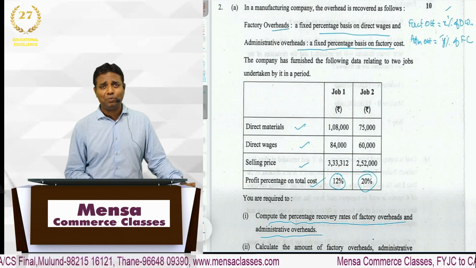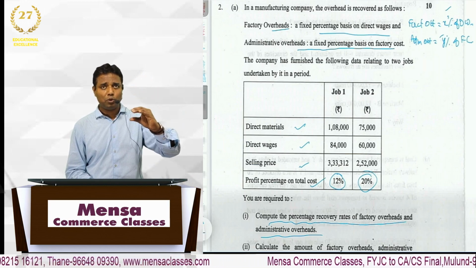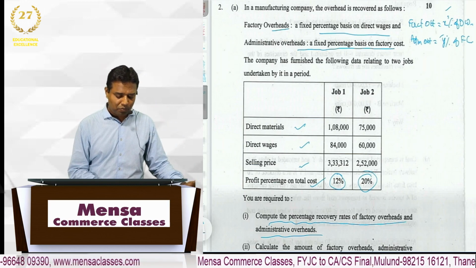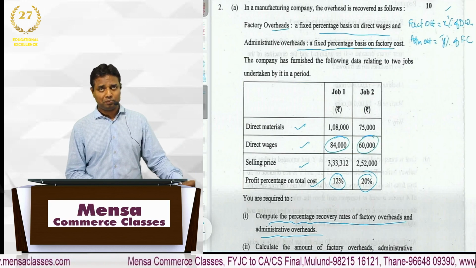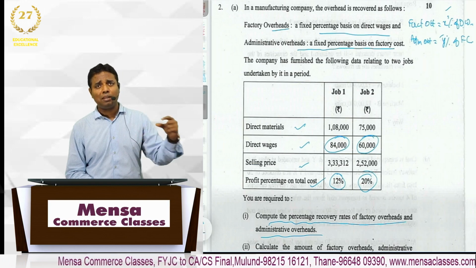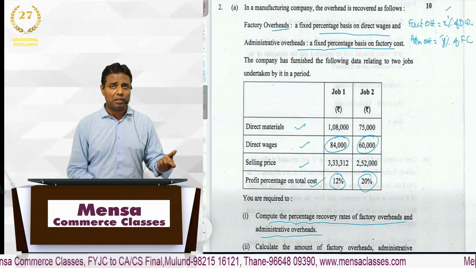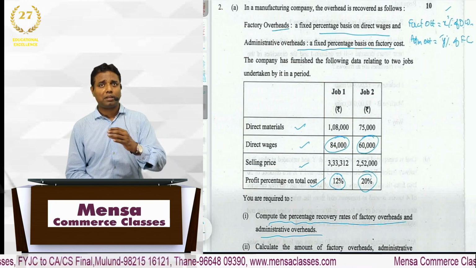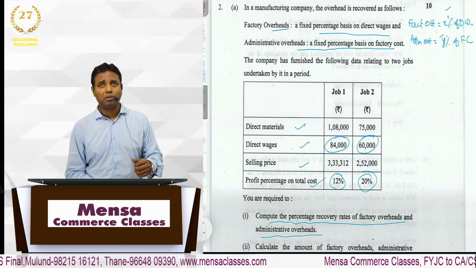So what exactly will we do? We'll have to make a cost sheet. Direct material plus direct wages will give you prime cost. Add factory overheads. How do I do it? X% of 84,000. Here it will be X% of 60,000. I'll get the factory overheads in terms of X. Add, you will get the factory cost. Then admin overheads will be Y% of factory cost. So whatever answer you got in X, multiply by Y%. So you'll get the admin overheads, which will be in terms of X and Y both.